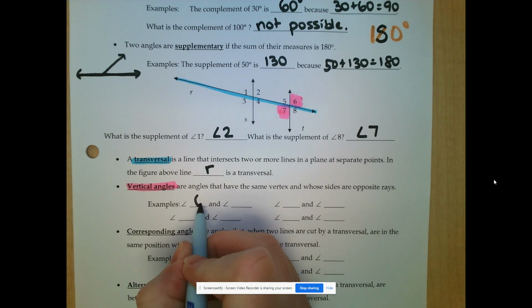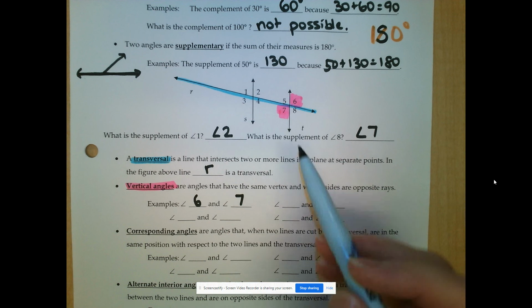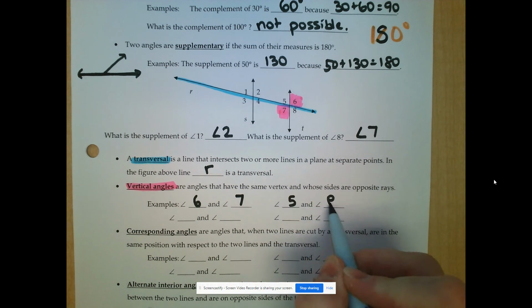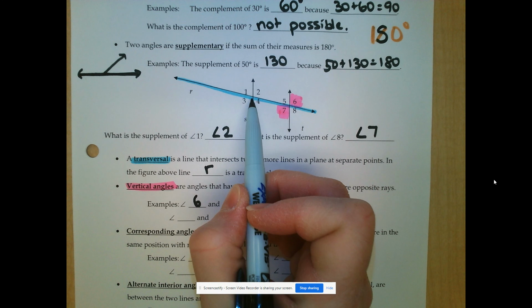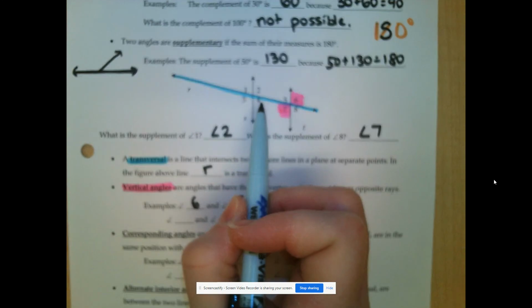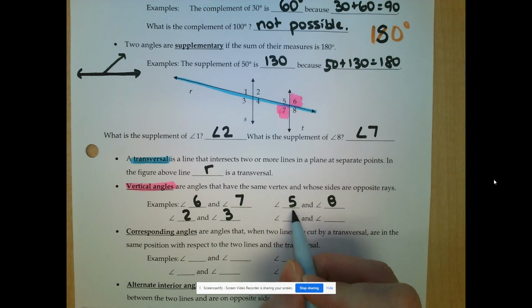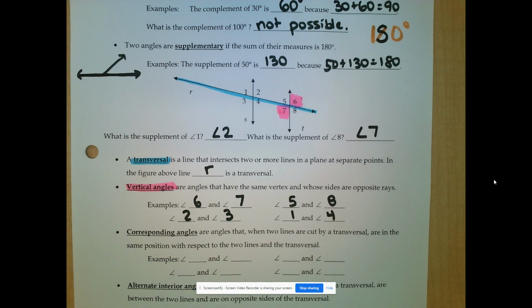So in this case, one pair of vertical angles could be angle 6 and angle 7. Another pair of vertical angles, you can see the other pair on that same vertex would be angle 5 and angle 8. If I look over here where line R crosses line S, 2 and 3 are facing in opposite directions like scissors, and the other pair 1 and 4.